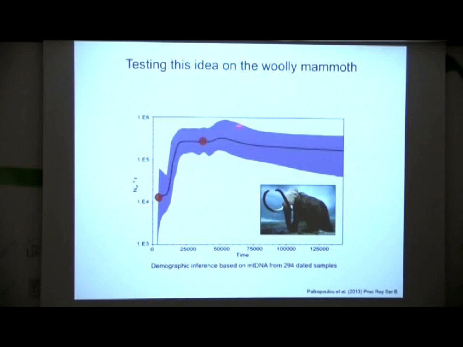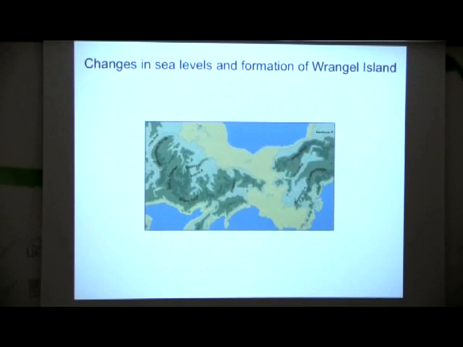So what we could do is to sample, for example, a mammoth here, when there were lots of mammoths, and we sample a mammoth here just before they became extinct. And we measure the genome-wide diversity and inbreeding in these two specimens. And before I get into the results, I'm just going to tell you a little bit about the history of the woolly mammoth. This is a map.